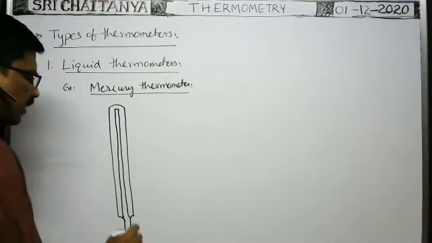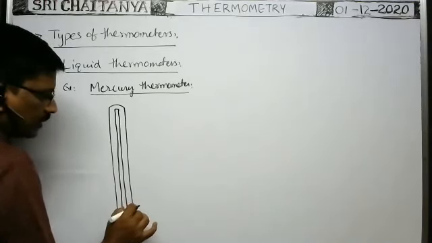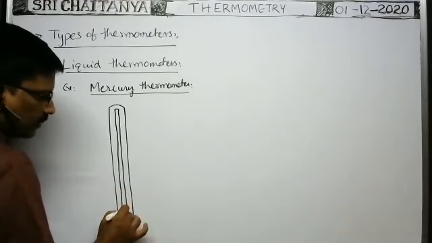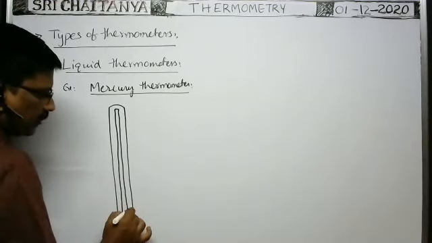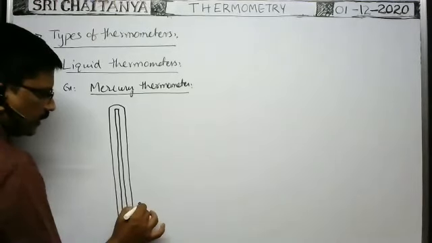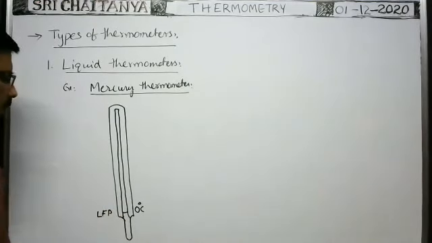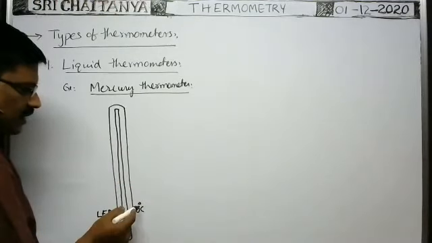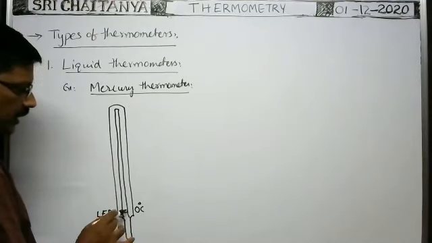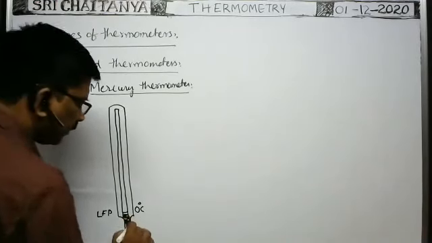Initially, suppose 0 degrees centigrade, which is the lower fixed point, the melting point of ice. Suppose the mercury level is here at 0 degrees centigrade. Whenever the temperature of the mercury is 0 degrees centigrade, the level of the mercury is up to this line. This is totally filled with mercury. It is the mercury bulb.